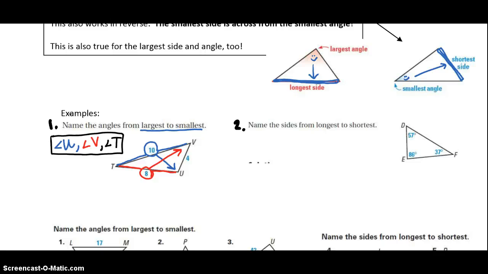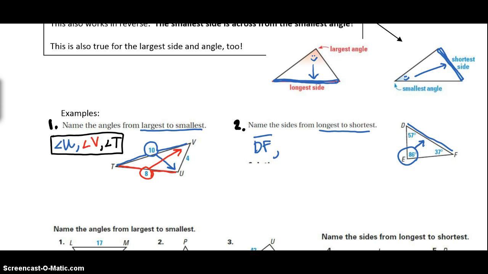So let's talk about that for number 2. On number 2, they want longest to shortest side. Well, what's the largest angle? E, 86. And what's its opposite side? Right here, DF. So DF would be your largest or longest side.